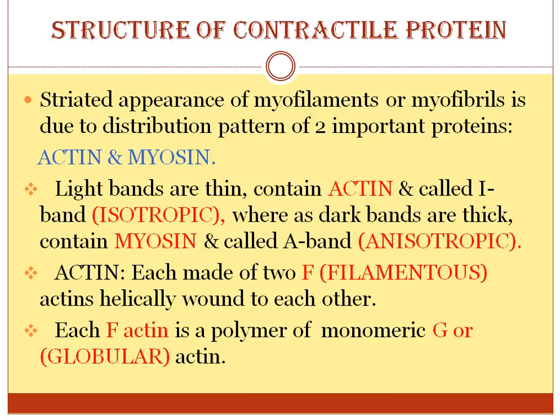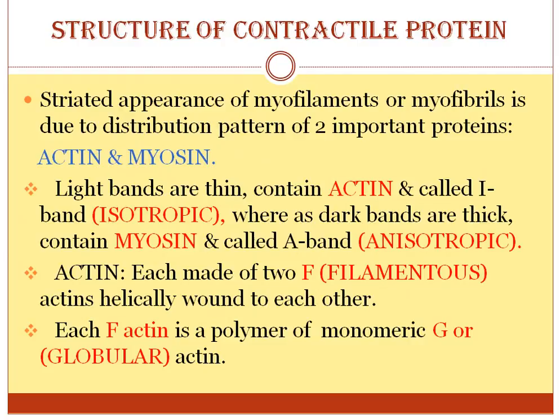Now structure of contractile protein from chapter 20, that is locomotion and movement. Striated appearance of myofilaments or myofibrils is due to distribution pattern of two important proteins, actin and myosin. Light bands are thin. It contains actin and is called I band, that is isotropic band, whereas dark bands are thick. It contains myosin and is called A band or anisotropic band.